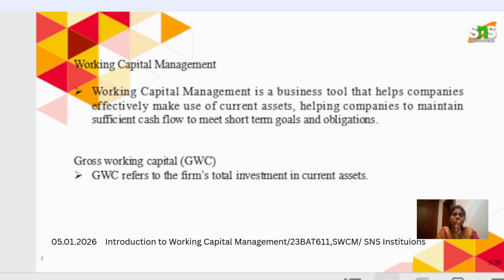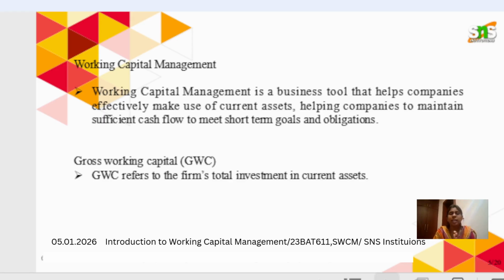So we know what we mean by working capital. We have seen the difference between positive working capital and negative working capital. Positive working capital means current assets are greater than current liabilities. Negative working capital is where current assets are less than current liabilities. So in this case, the next topic is working capital management.